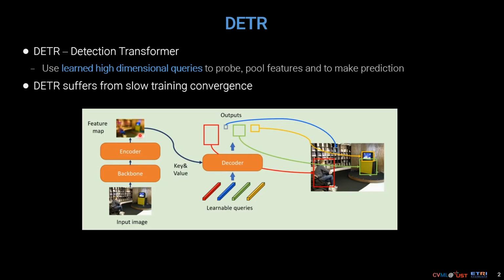So we have the encoder to encode the image representation, and the decoder, which is responsible for predicting the bounding boxes and class labels, has learnable queries, and each query is responsible for predicting one bounding box and the corresponding label. DETR suffers from slow training convergence, and the role of the learnable query is not fully understood properly.